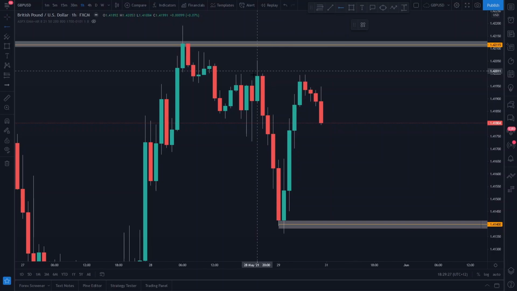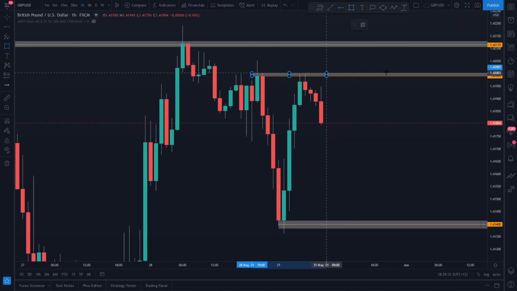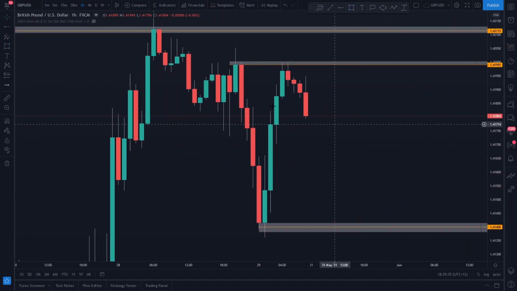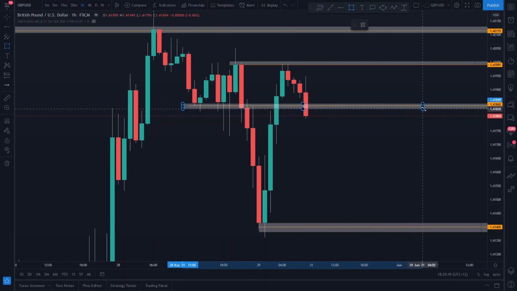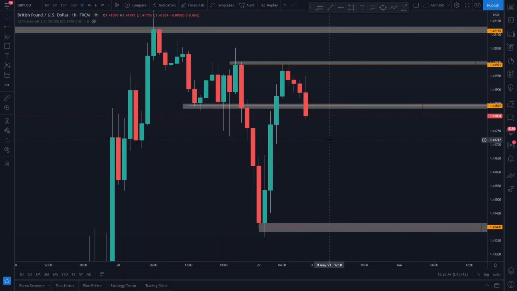I can see there's a bit of a resistance over here. So what I'm going to do is I'm going to mark this level for myself once again. And you can see there was a previous resistance, previous support, apologies, previous support. And in the closing market of last week, it broke below the support.